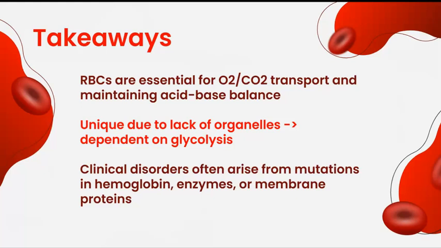So now to our takeaways. To wrap this up, red blood cells are uniquely designed to transport gases efficiently, from their biconcave shape to their hemoglobin-packed interior. Their lack of organelles makes them dependent on glycolysis, but also frees space for oxygen transport. Understanding their membrane structure, metabolism, and life cycle not only explains normal physiology, but also the mechanisms behind diseases like anemia, sickle cell disease, and G6PD deficiency.